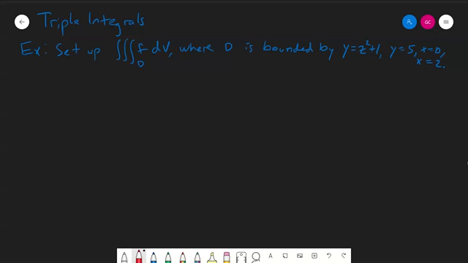So here we have a triple integral of a function over a region bounded by these four surfaces that are shown here: y equals z squared plus 1, and the planes y equals 5, x equals 0, and x equals 2. A good way to start is to sketch the region that you're integrating over.